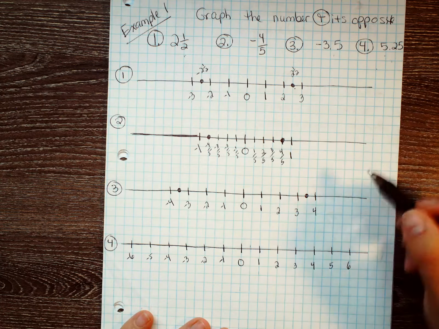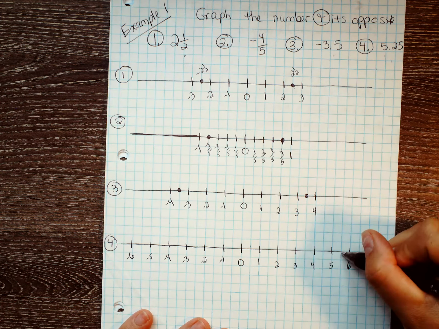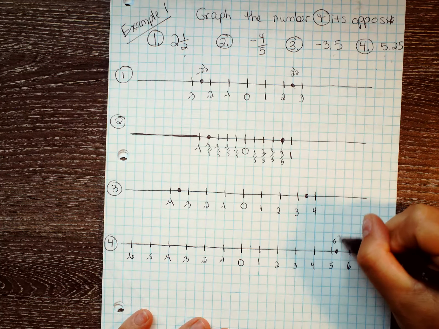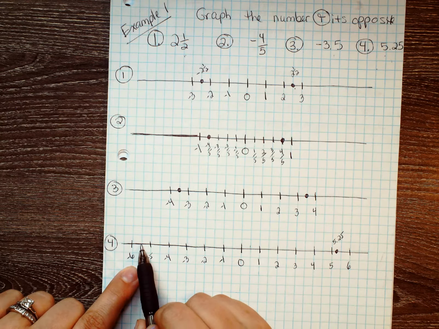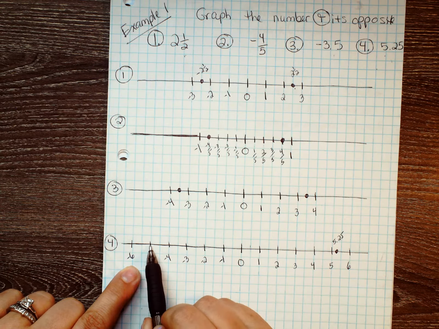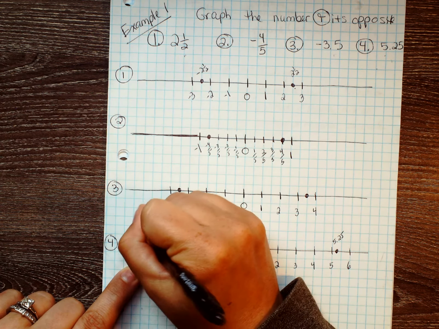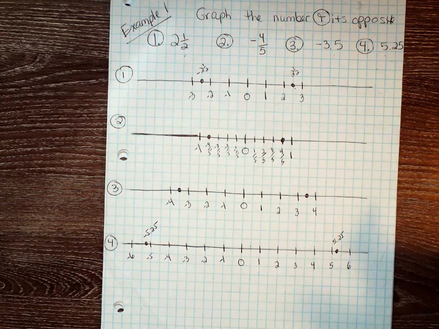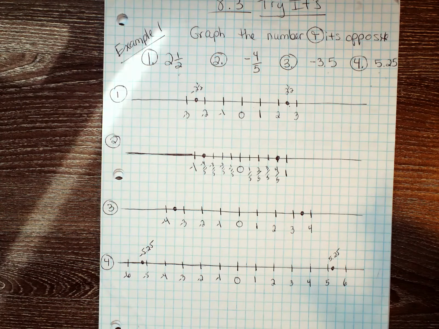All right. So here we have 5 and 25/100ths. If this is 5.5, then this is 5 and 25/100ths. And then if I go to the opposite side, here's -5.5. Be careful because -5 and 25/100ths is closer to -5. So it's halfway here. All right. And then there's your number line. I hope I was able to help you with graphing a number and its opposite.